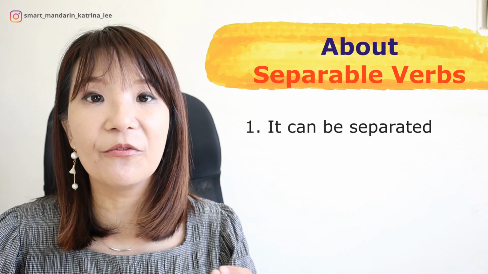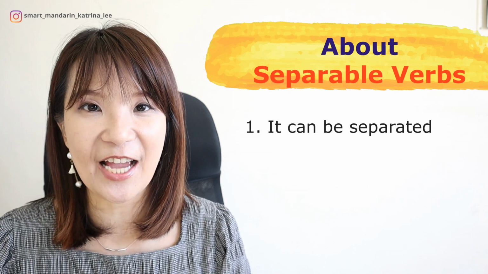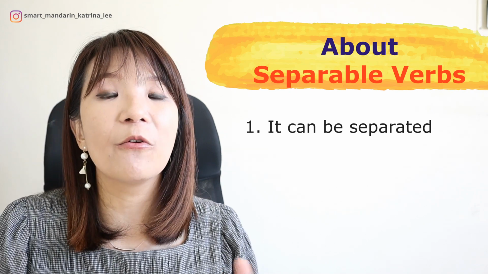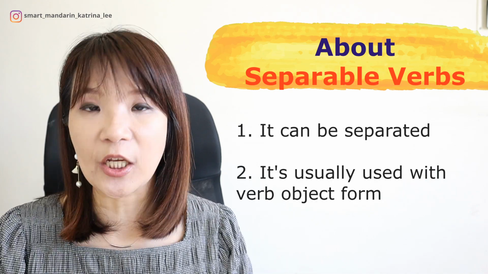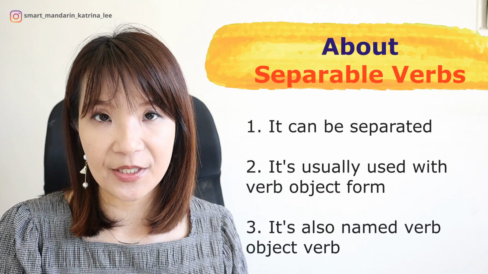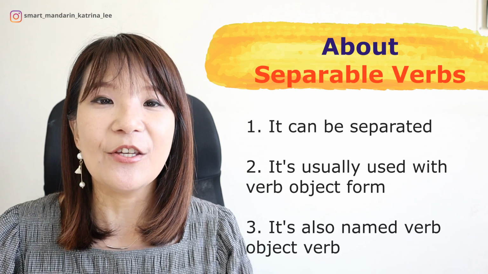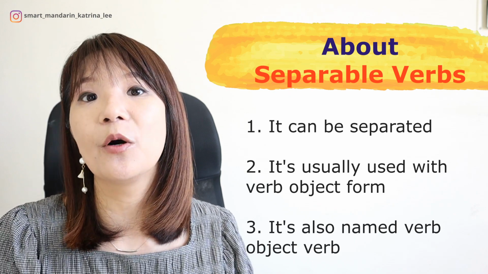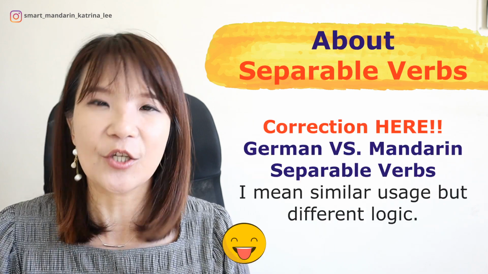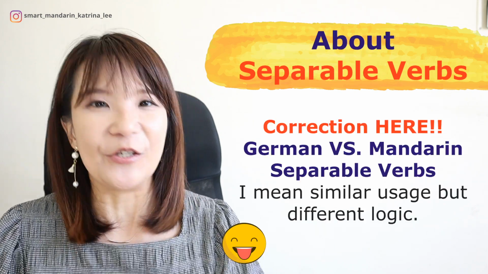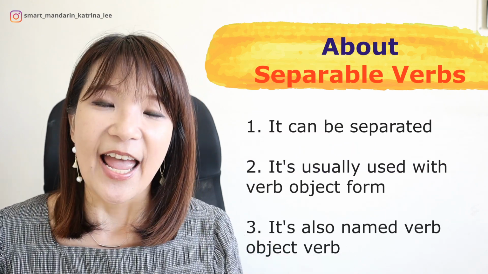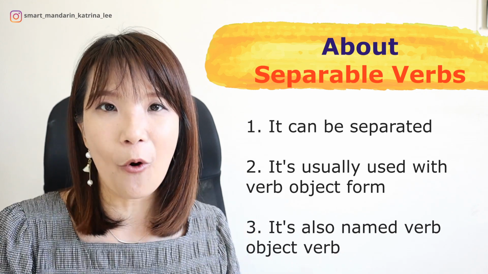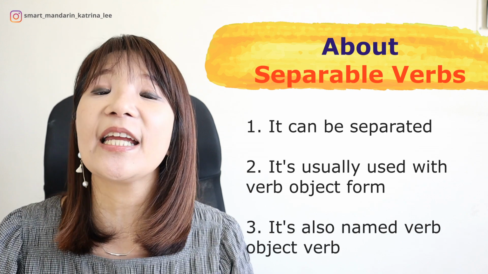By the word separable, you know that the verb can be separated in Mandarin Chinese. And usually the separable verb is used as verb object form. Also, we call that verb object verbs. If you know how to speak German, you know in the German language there are also separable verbs like in Mandarin Chinese, but it's used differently. Just the same logic, but used differently. So in Mandarin verb object verbs, the verb can be separated and it's used in the verb object form. Let me just give you examples so you can quickly understand.